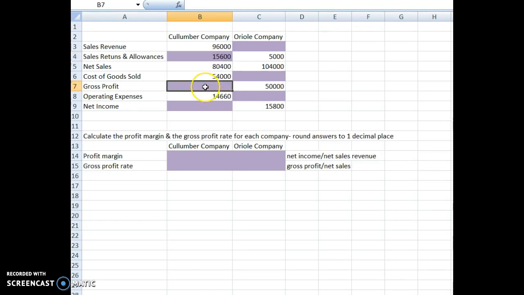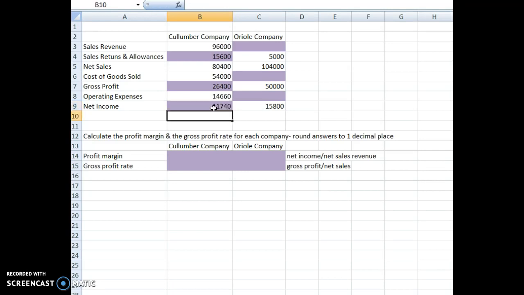Moving down, we've got our cost of goods in there. So we've got our net sales and our cost of goods. With those, you just subtract to get your gross profit, and that total is going to be $26,400. And then finally, you take your gross profit minus your operating expenses to get your net income. With this problem, it's going to be $11,740.